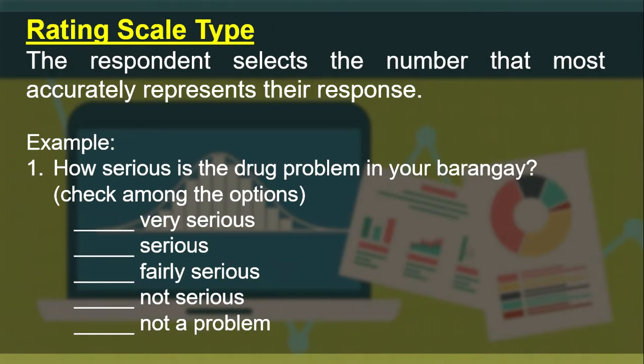Rating scale type, the respondent selects the number that most accurately represents their response. So how serious is the drug problem in your barangay? Check among the options: very serious, serious, fairly serious, not a problem. Okay, another response here that we can use: strongly agree, strongly disagree, agree, disagree. Okay, always, sometimes, often, never.